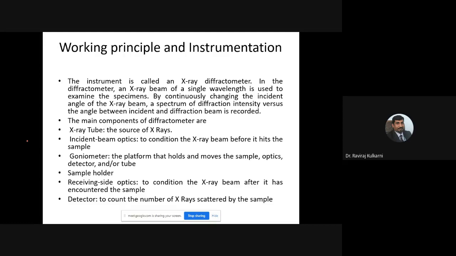Working principle and instrumentation. We'll discuss how the X-ray diffractometer works. The instrument is called an X-ray diffractometer. The XRD that we use is the X-ray diffractometer. In the diffractometer, an X-ray beam of single wavelength is used.